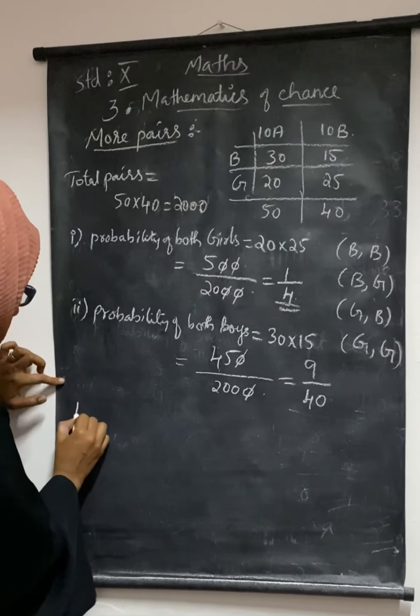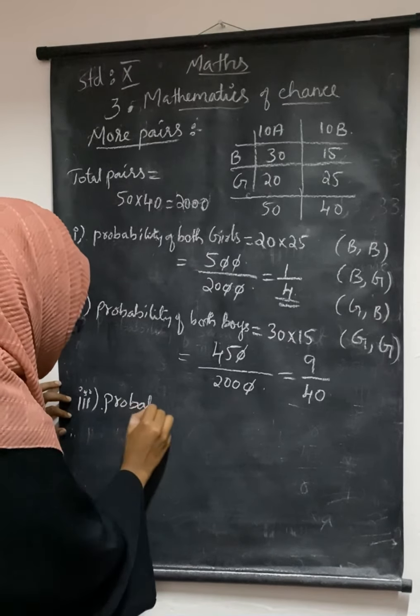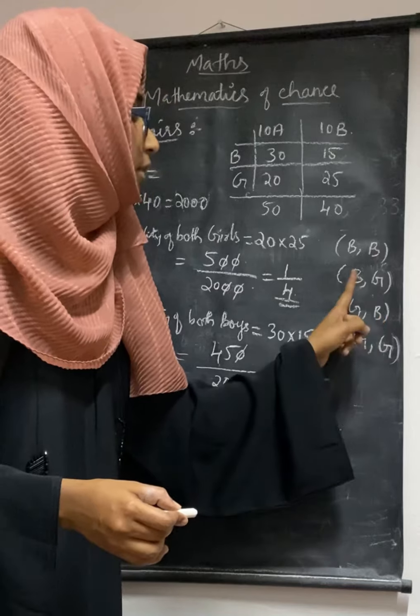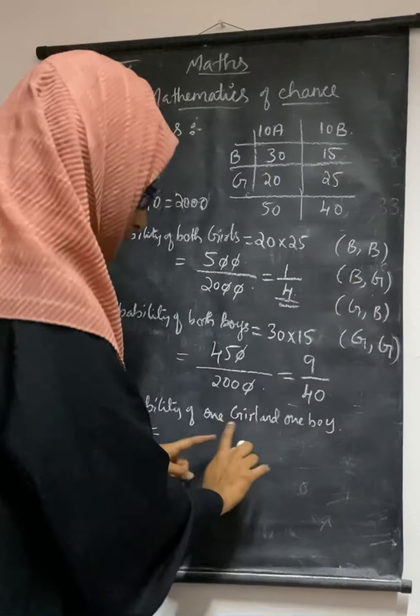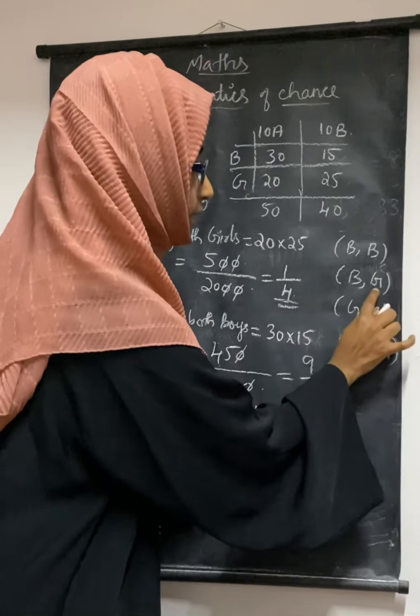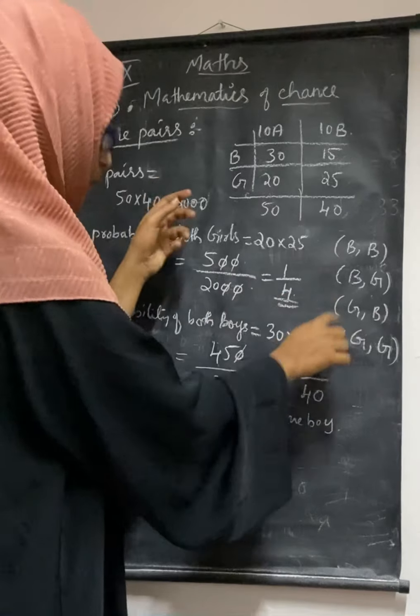So the third one: probability of one girl and one boy. One girl and one boy means, you can see here, from 10th A girl, from 10th B boy, or from 10th A boy, from 10th B girl. So there are two chances. One girl and one boy, they said. So two chances are there, and you have to add them here.